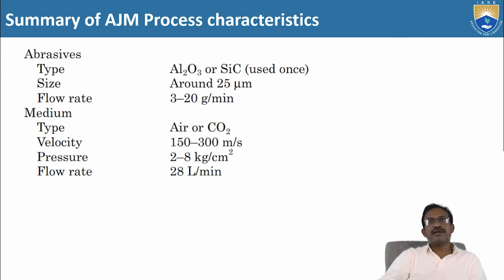Summary of AJM process characteristics. Okay, let us summarize. Abrasives: type is Al2O3 or silicon carbide, size around 25 microns, flow rate 3 to 20 grams per minute. Medium: type is air or carbon dioxide, velocity 150 to 300 meters per second, pressure 2 to 8 kg per centimeter square, flow rate 28 liters per minute.